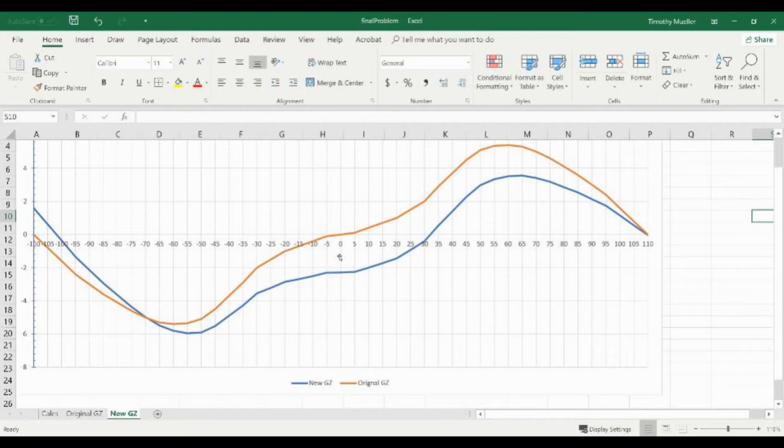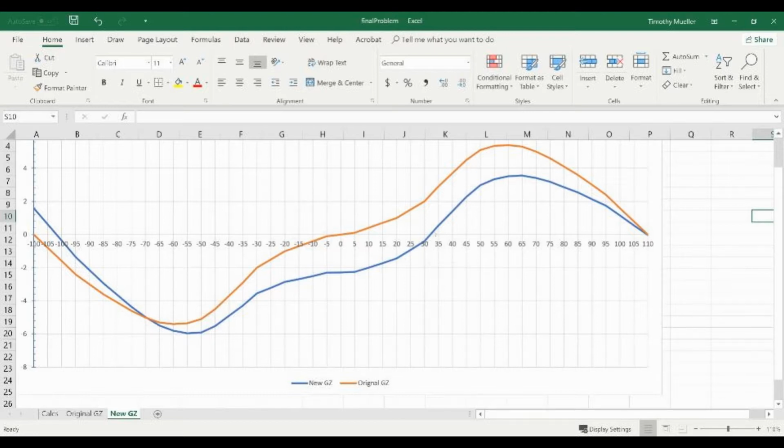And look at that. We have the original in the orange. Now we have the new GZ in the blue. The new GZ is calculated from the original. Then it applies the sine correction to get the correct vertical height of KG. Then it applies the cosine correction.